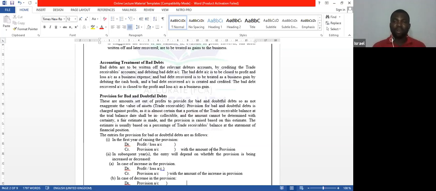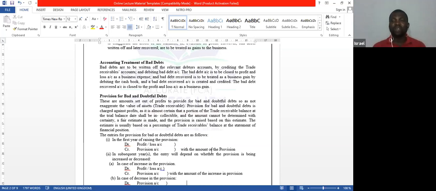You debit your cash account or your bank account. Then you credit your bad debt recovered account. And I said that account will be a what? It will be a revenue account because it will be a gain. Now, another way in which you do it is that you debit your cash account and you credit your bad debt account.